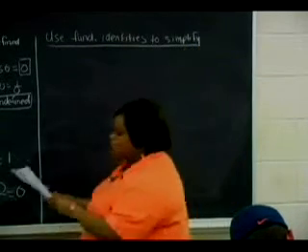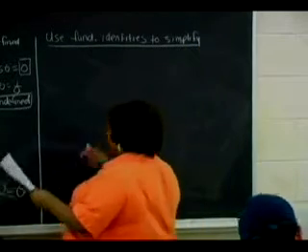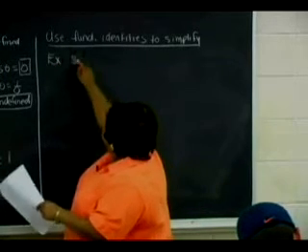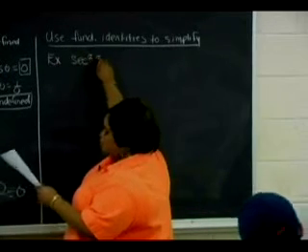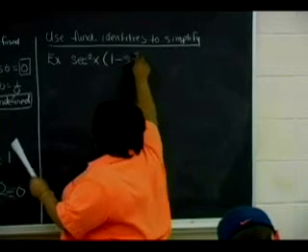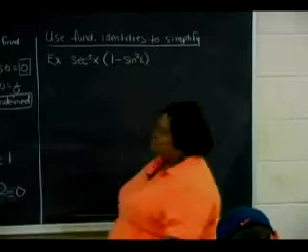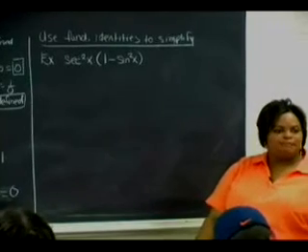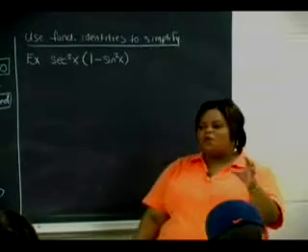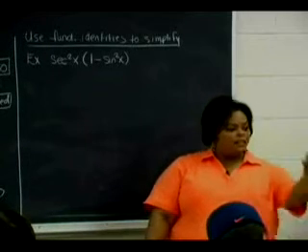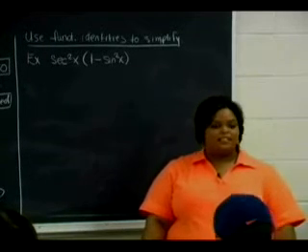Some of these expressions. And again, there is more than one answer. Suppose we're given secant squared x times 1 minus sine squared x, and we want to see if we can simplify this. Now, whenever you see a 1 in a sine squared or a 1 in a cosine squared, you want to think about the Pythagorean identity, right?